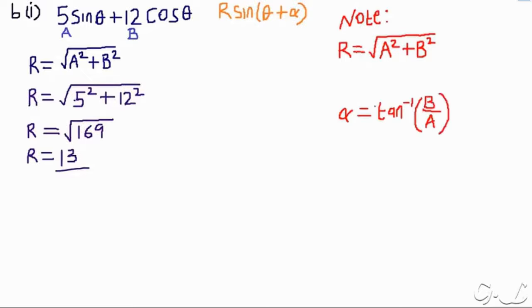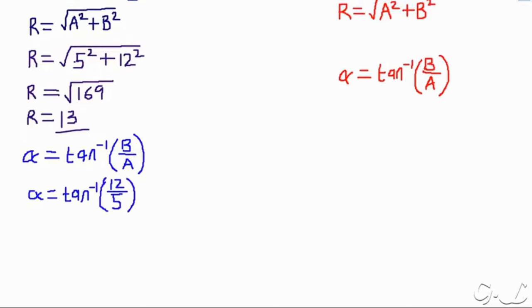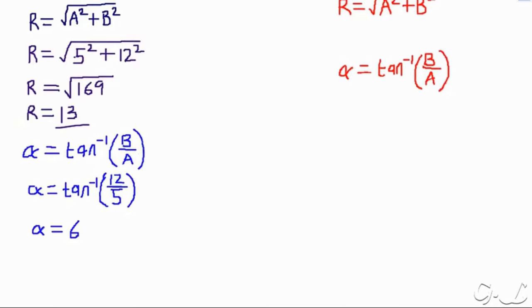And then let's try to find alpha. You can find alpha by having tan inverse of b over a. In that case b is 12 and then a is 5. So alpha is equal to tan inverse of 12 over 5. Alpha is equal to 67.38013505 degrees. So therefore alpha is 67.4 degrees.